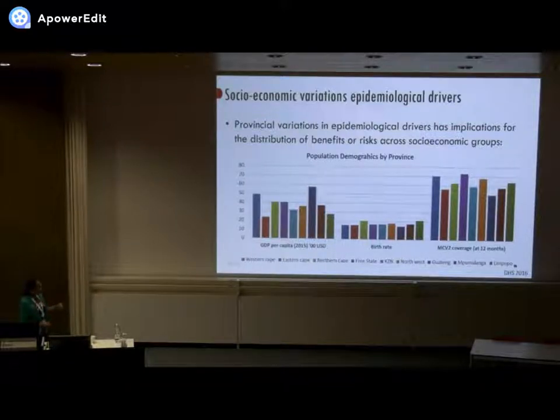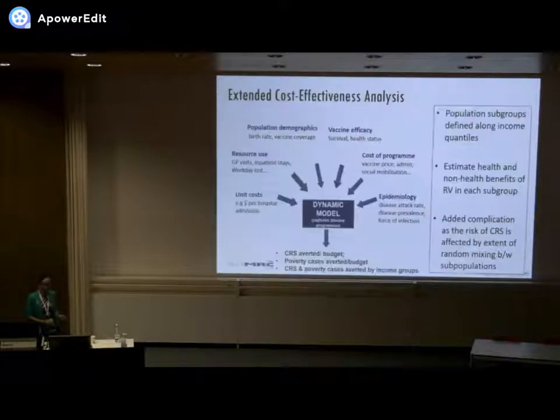The situation within provinces is quite heterogeneous. For example, you see provinces like Western Cape and Gauteng that are the wealthiest provinces, but you have the super rich living alongside the super poor. So what we would really like to do is to divide the population along income quantiles and estimate the health benefits and non-health benefits that accrue to each of these population groups. Of course, as opposed to looking at geographical areas where individuals are to a large extent contained, looking at socioeconomic or income groups has an added complication of trying to account for the random mixing of vaccinated and unvaccinated individuals.